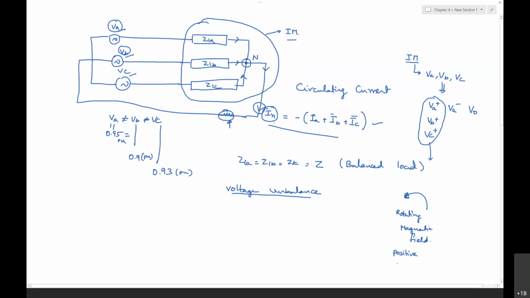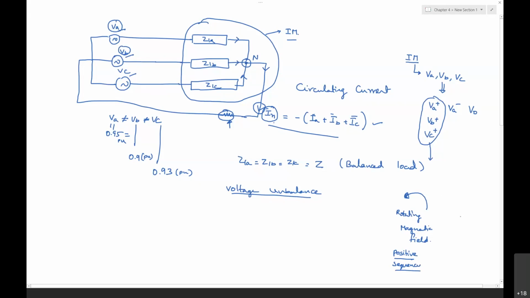We need to look into exactly how the resultant voltages are moving with respect to position or with respect to time also. With respect to the positive sequence voltages, the rotating magnetic field is moving in this direction, that is, in the anti-clockwise direction.